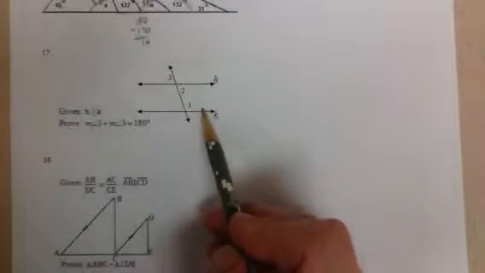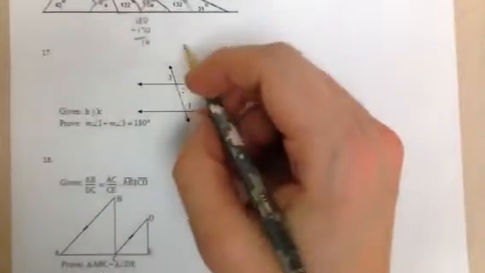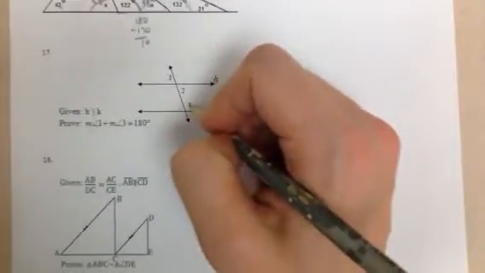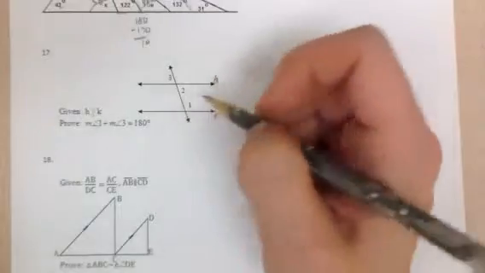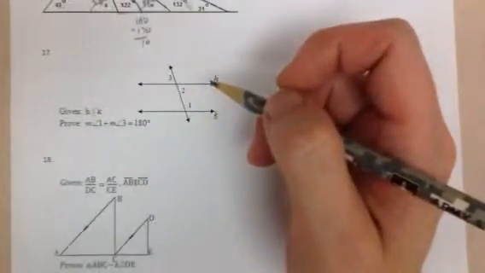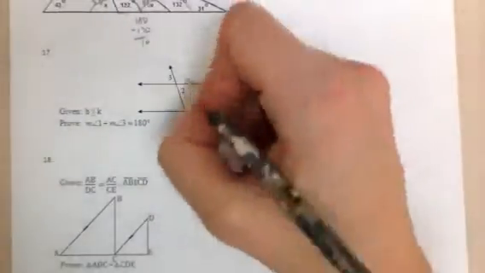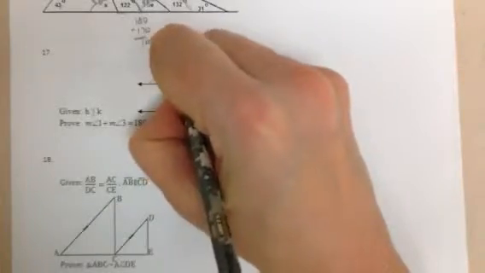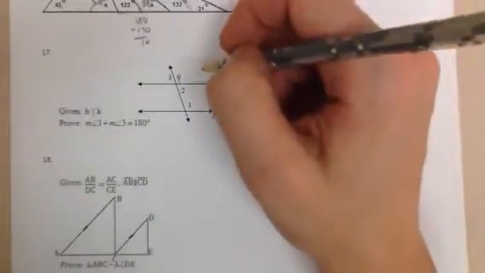Number 17, given that these two lines are parallel, you're supposed to prove that this angle plus this angle would equal 180. Okay, so the first thing we need to do is talk about, I think I'm going to name this angle 4 just because it's going to give me a little more to talk about.